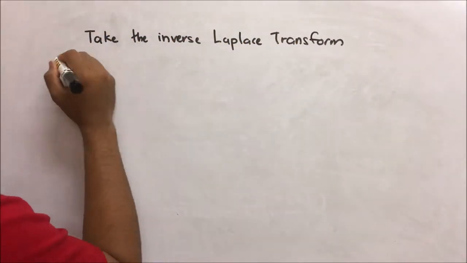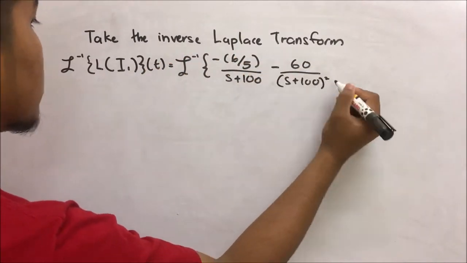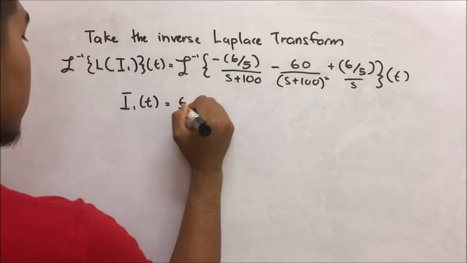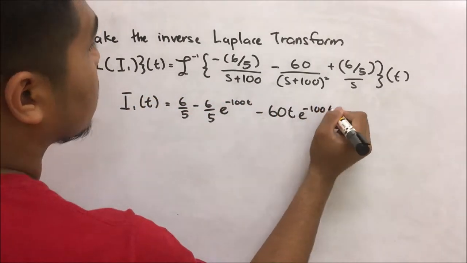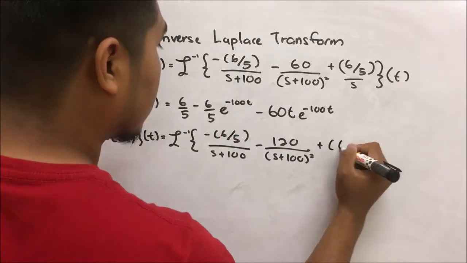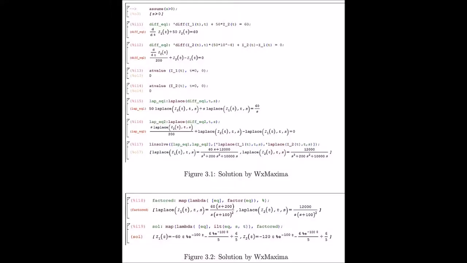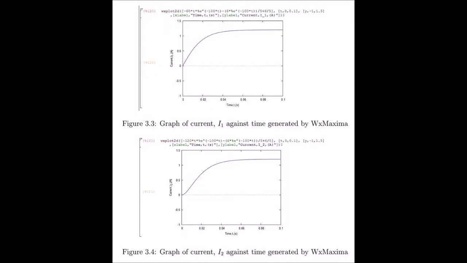Then we take the inverse Laplace transform of each equation, L{I1} and L{I2}, and from there we get I1 in terms of t and I2 in terms of t. We use wxMaxima and get the same answer as the manual solution. From the graph, we can see that as t goes to infinity, both I1 and I2 go to the value of E/R equal to 6/5.